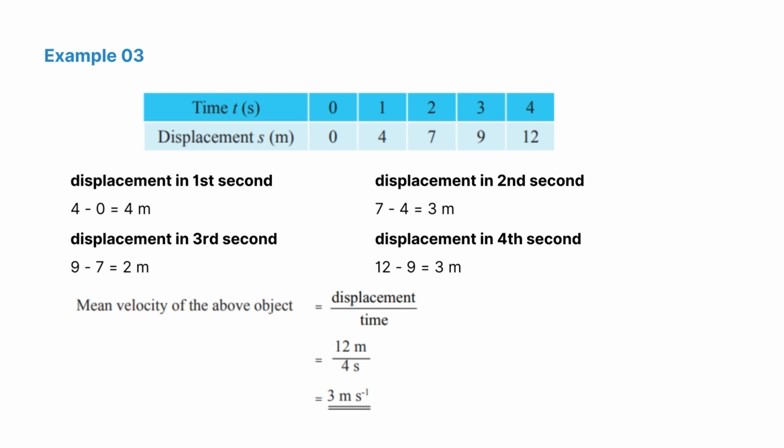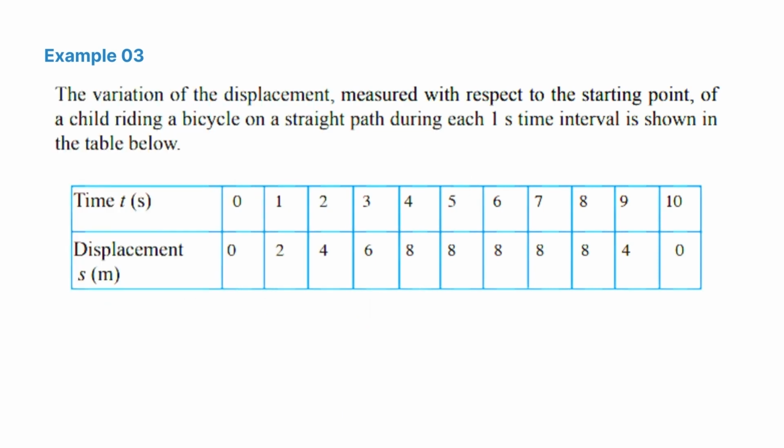The variation of the displacement measured with respect to the starting point of a child riding a bicycle on a straight path during each 1 second time interval is shown in the table below. If you look at this data, they have given you the displacement with time, and you can see there are different regions where there is a difference in displacement. For example, if you take this region from 0 seconds to the 4th second, you can see that the displacement is changing uniformly to 4, 6, 8.